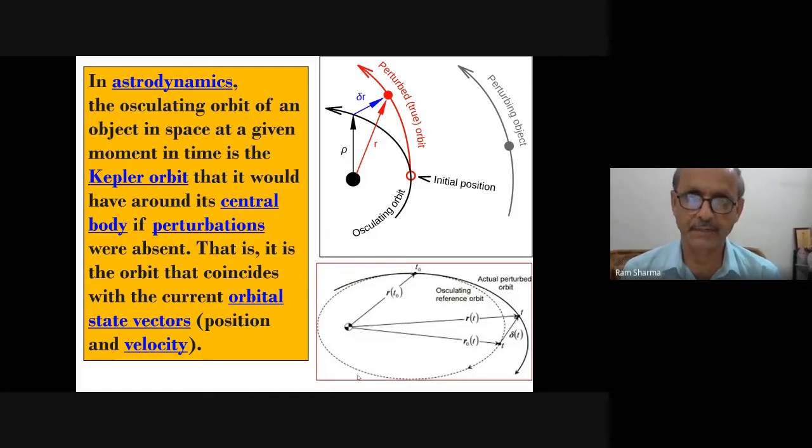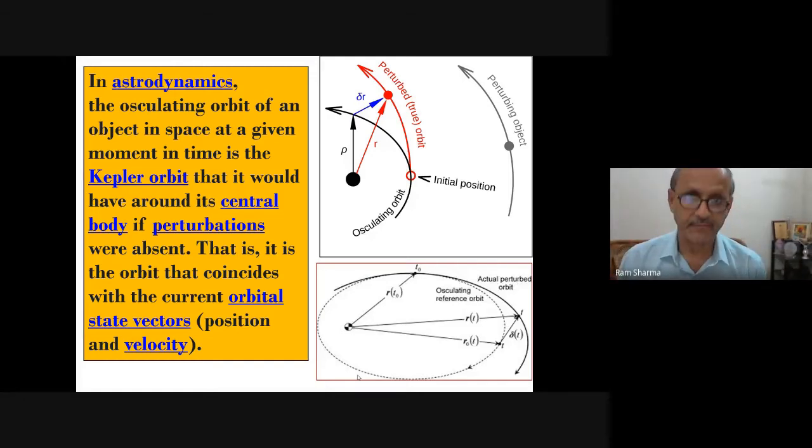But at any other point, when perturbations are there, if you convert position and velocity, you will not get the same orbital elements, those 5 constants that you got. So that's why at a particular time only, they are called osculating elements. So this is the concept of this.